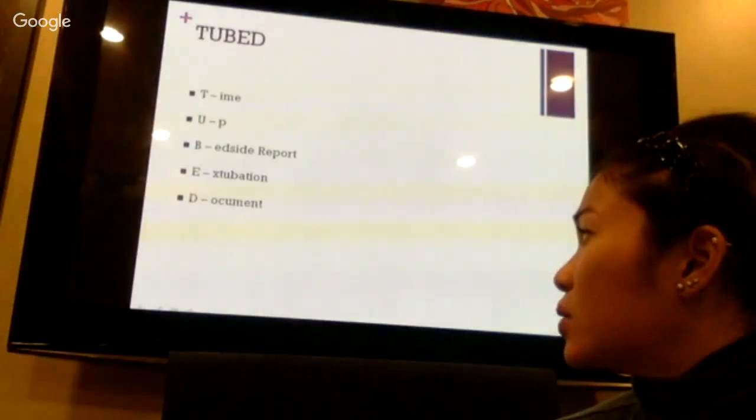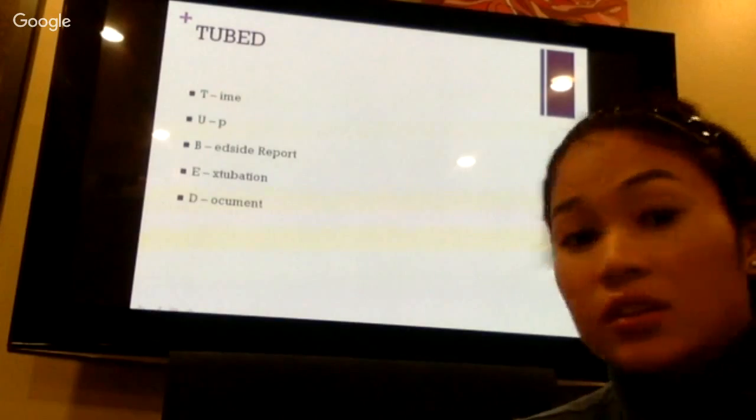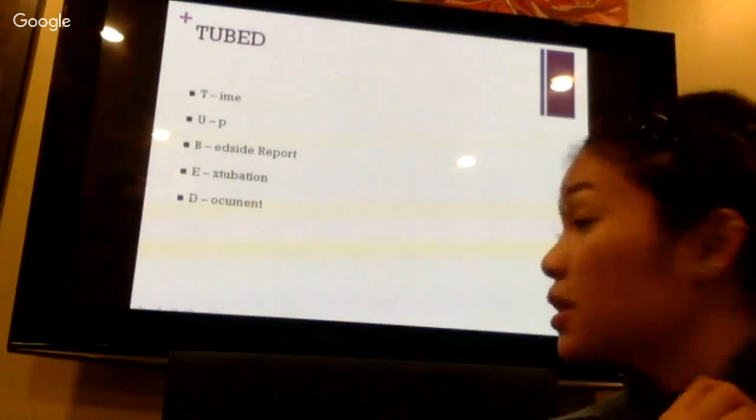And then B stands for bedside report. This is the area where we check whether the oncoming nurse and the nurse leaving his or her shift verify any equipment and any medication or drips that the patient's on. And this is also a good time to assess the patient's condition and make comparisons. Like, is the patient progressing? Does the patient look like he's in distress now compared to before?